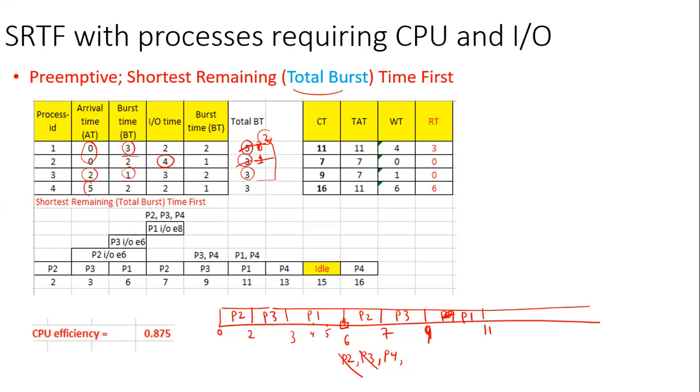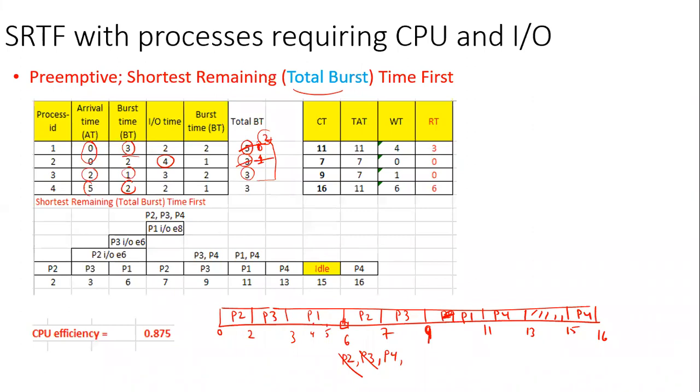So you should take P4 and do the first burst of 2 units, which is going to be 13. And then he has to wait until his IO time is completed. And then P4 is taken back again. And then first burst 2, second burst is 1. So it's going to be 15 here and 16, no? Is it clear now?